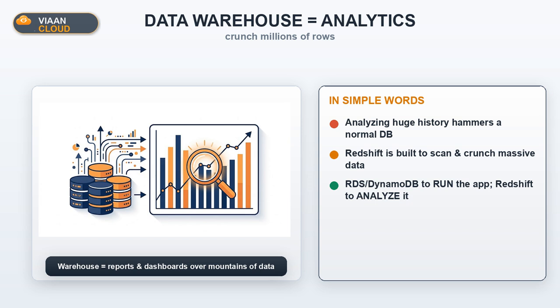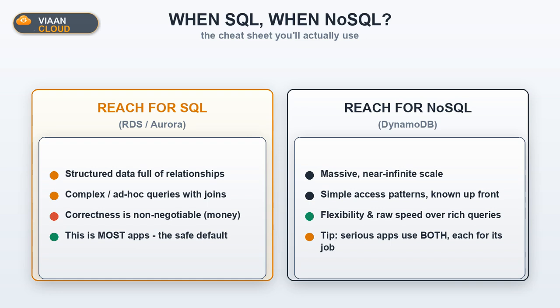The rule of thumb: use a transactional database like RDS or DynamoDB to run your app, and a warehouse like Redshift to analyze, to understand what happened. Right tool, right job. So let's settle the big question with a clear cheat sheet. When do you pick SQL versus NoSQL?